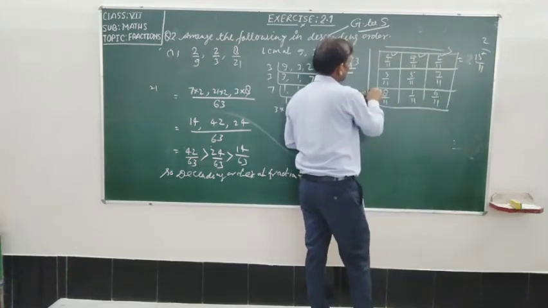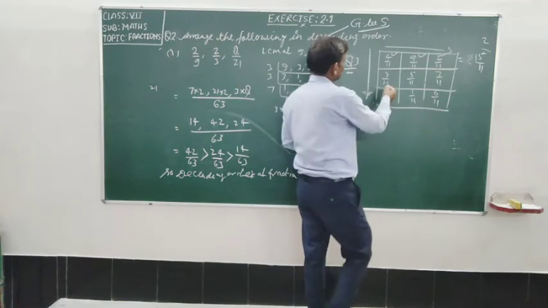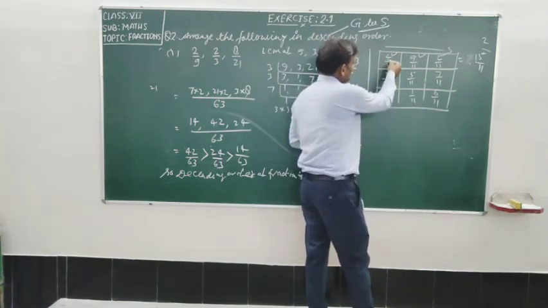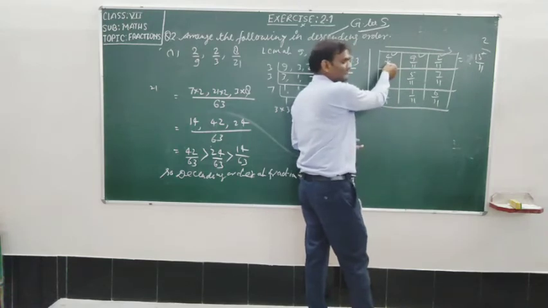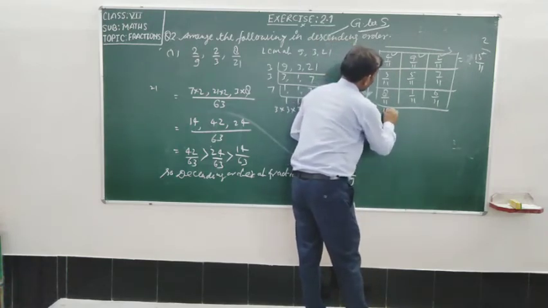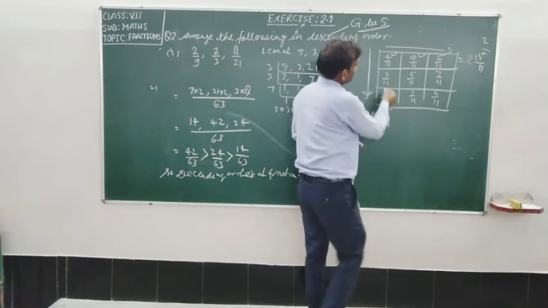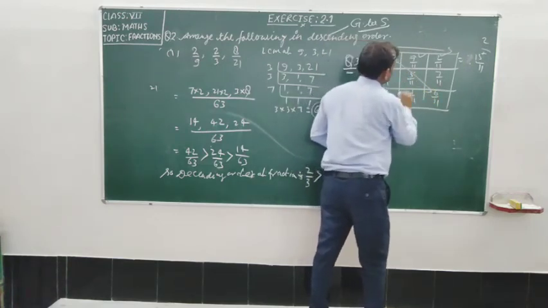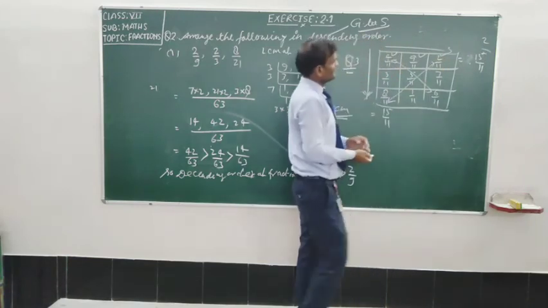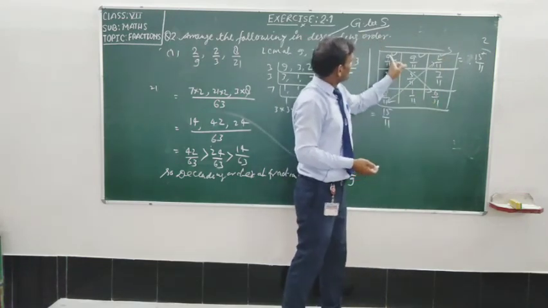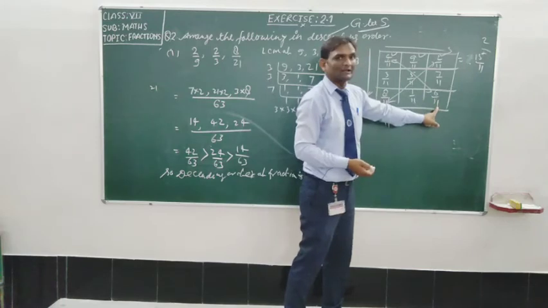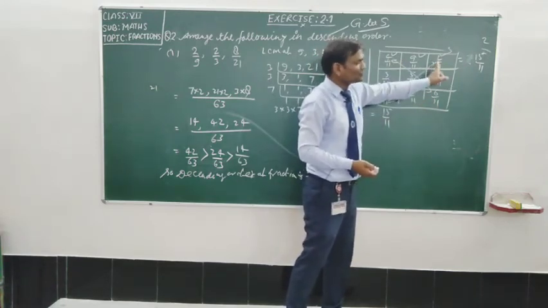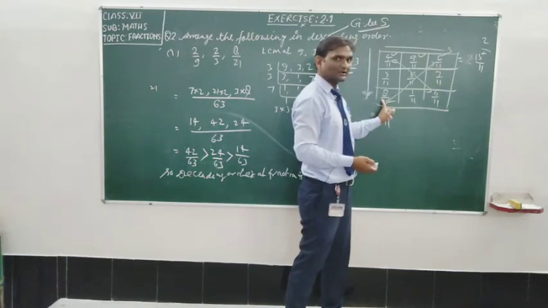And if we add the column fractions, then 8, 3, 11, 11, 4, 15. Denominators are same. So you get 15 upon 11. Now the diagonal, student. This is the diagonal fraction, student. 4 upon 11, 5 upon 11 and 6 upon 11 are diagonal fractions. 8 upon 11, 5 upon 11 and 2 upon 11 are diagonal fractions, student.